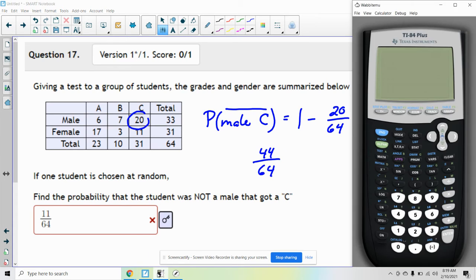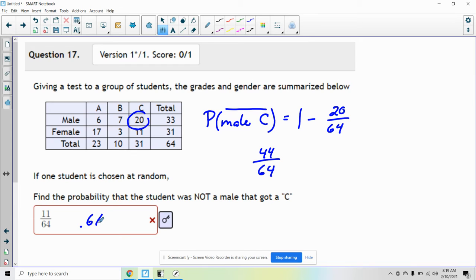So if they want a decimal, we can do that. We have 44 divided by 64. 0.6875. Or I'm sure they would probably take the fraction, 44 over 64.